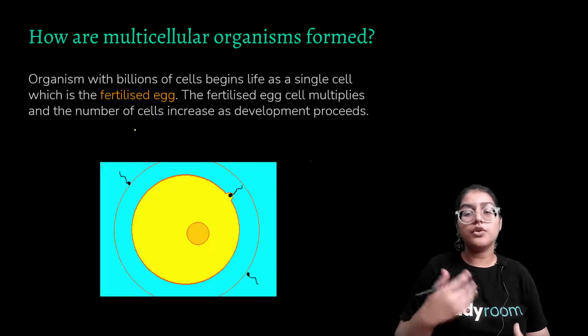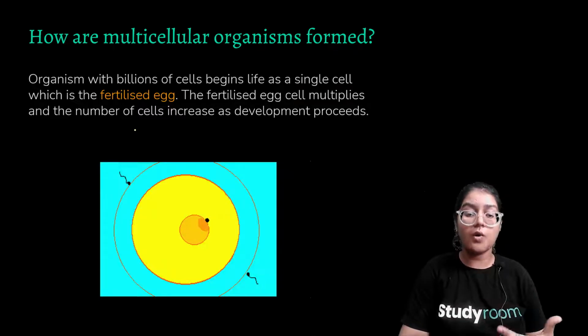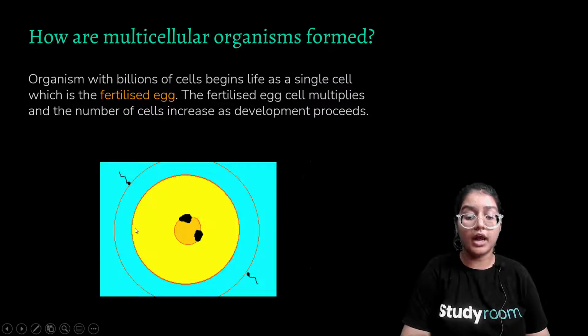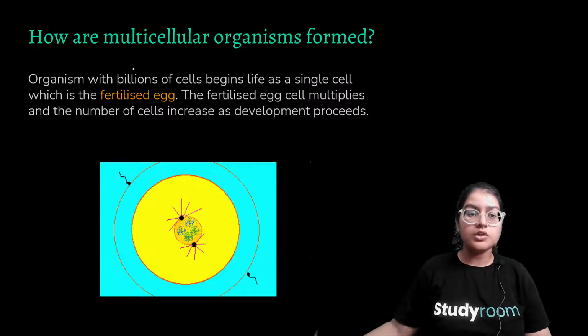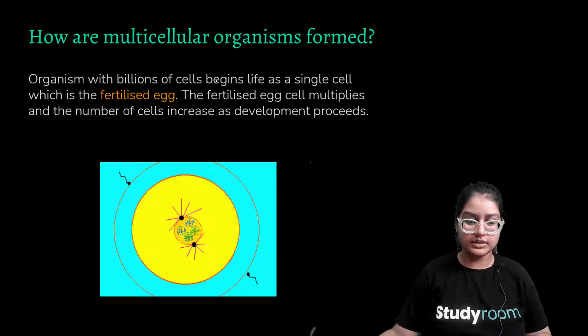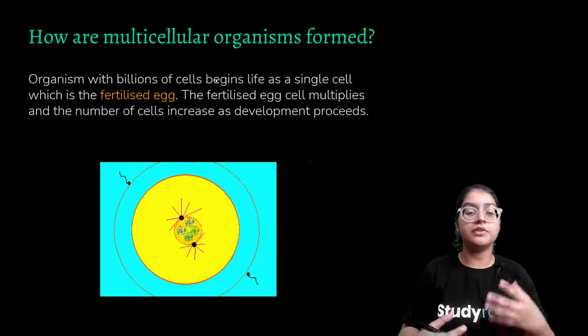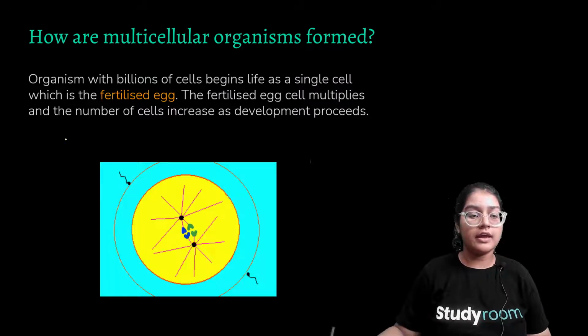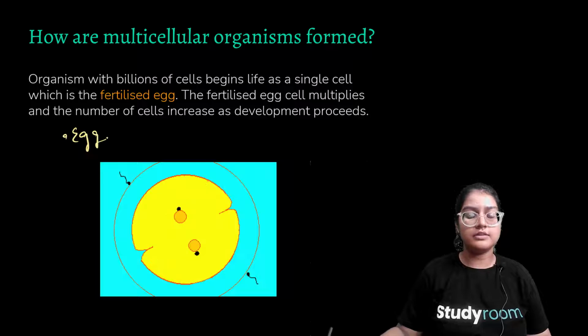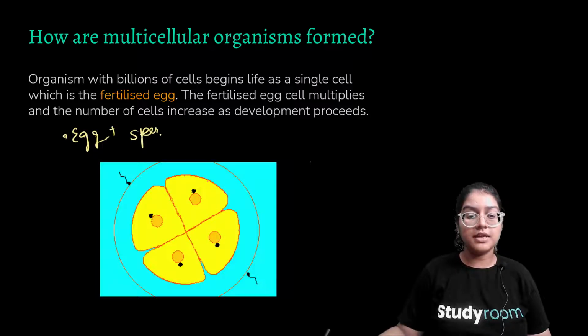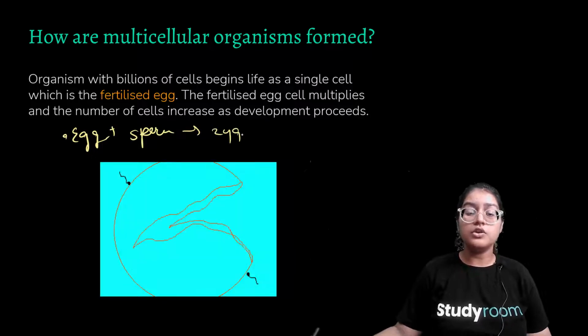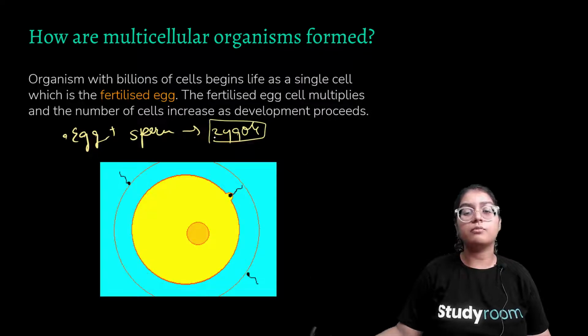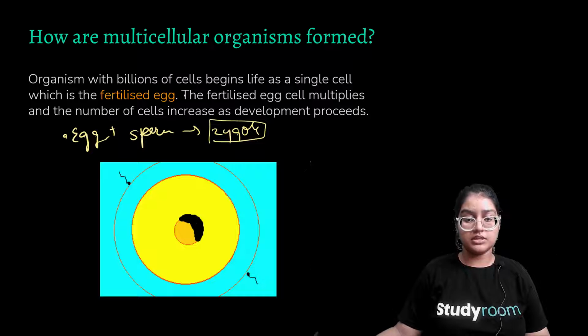How are multicellular organisms formed? We'll see that now. Organisms with billions of cells begin life as a single cell, which is a fertilized cell. Even in humans, when the egg and sperm fertilize, they make a single-cell structure which is the zygote. So everything has evolved from a single cell, even us. The fertilized egg, or we can say the zygote.